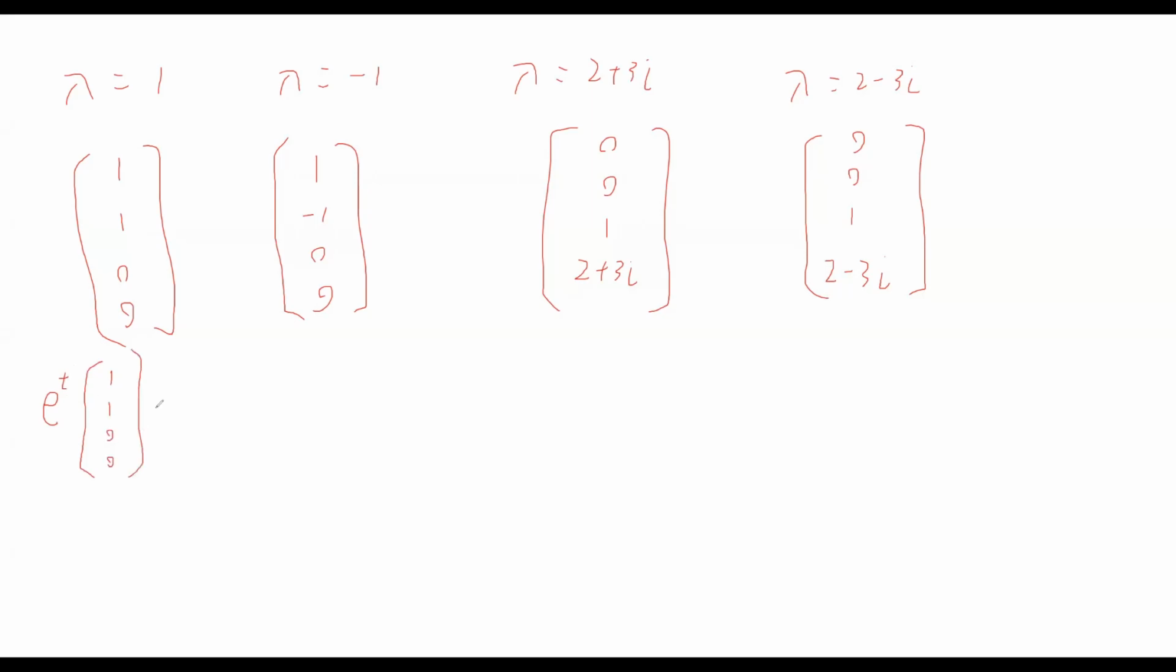That will give you the first column, and then for the second one, e to the lambda t multiplied by the eigenvector to get the second column. Now, for the complex ones, they are a little more complicated. We have to use the general form.